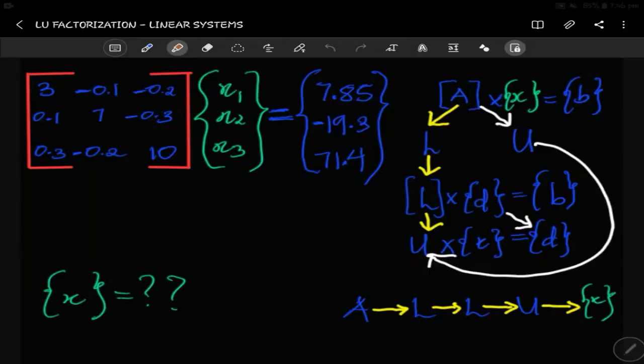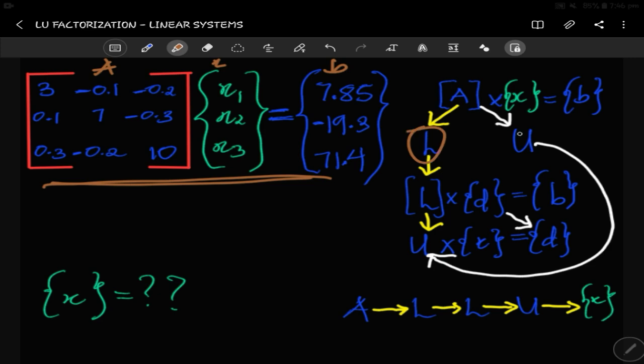Alright, so the LU factorization method is a method of solving a linear system of equations, right? We turn them into matrices of this form, and then we go through this process. We have this matrix here. We call this the A, this is the X, and this is the B. For the A, we split it into the lower matrix and upper matrix, and then we go through this process, and then we end up getting our X. So generally the method is this way.